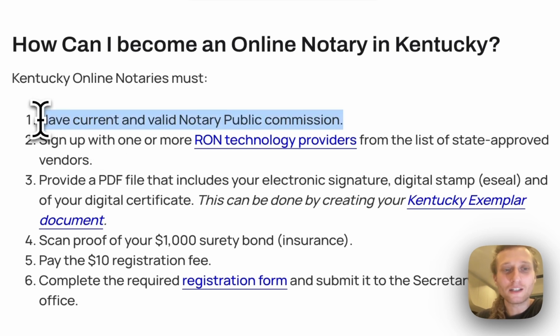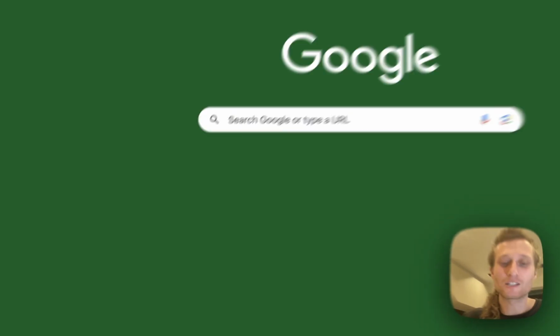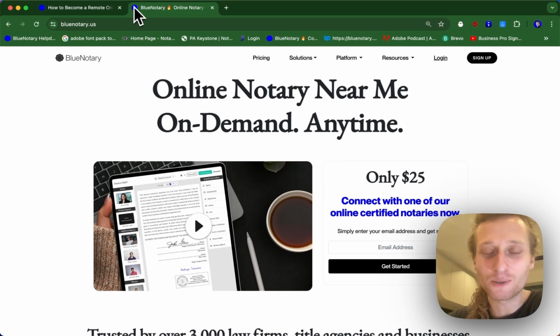Step number one is you need to have a current and valid notary public commission. So basically, you need to already be a notary public. Step number two is you're going to need to sign up with one or more RON technology providers from the list of state-approved vendors. Our best recommendation is to sign up for BlueNotary.us, the top online notarization platform for notaries and businesses.